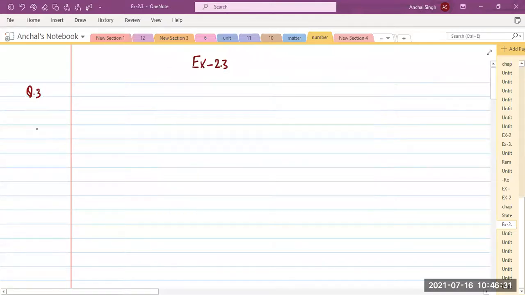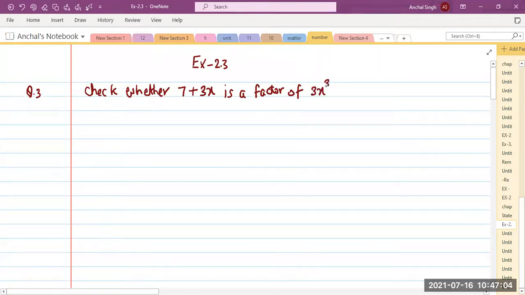Okay. So now question number 3 is: check whether 7 plus 3x is a factor of 3x cube plus 7x. So this is the question over here.